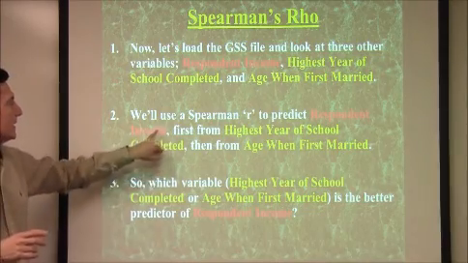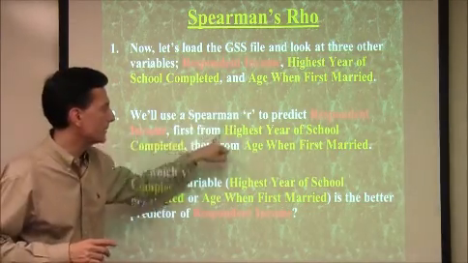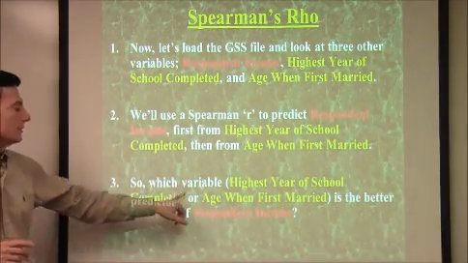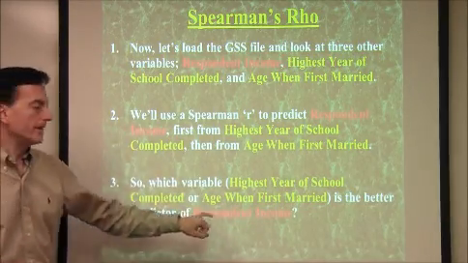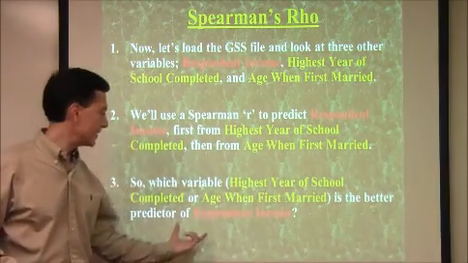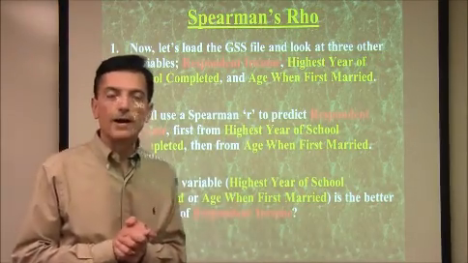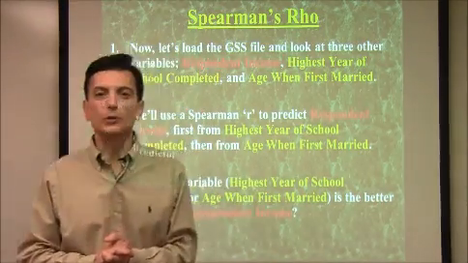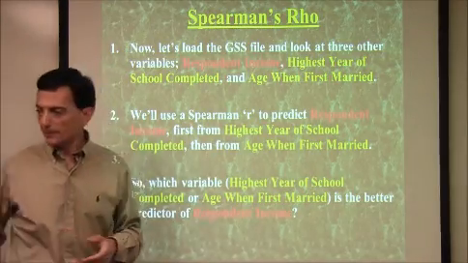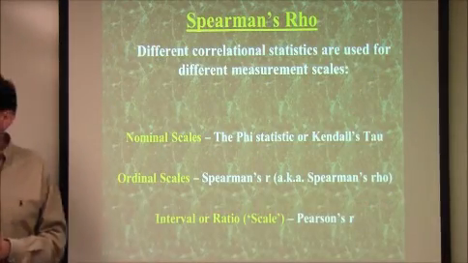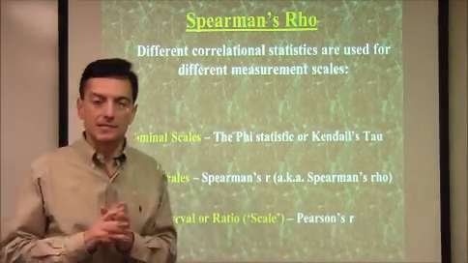What we're going to do is see, according to the Spearman's R, which variable, highest year of school completed or age when first married, is the better predictor of respondent income, and why we come to the conclusion that we do. Okay? All right, so let's see if we can understand a little bit about these statistics.